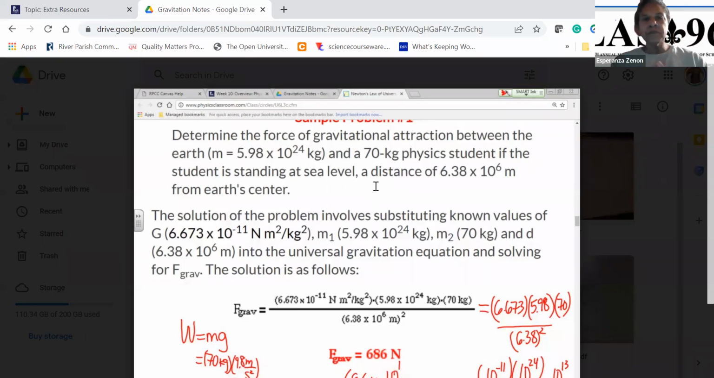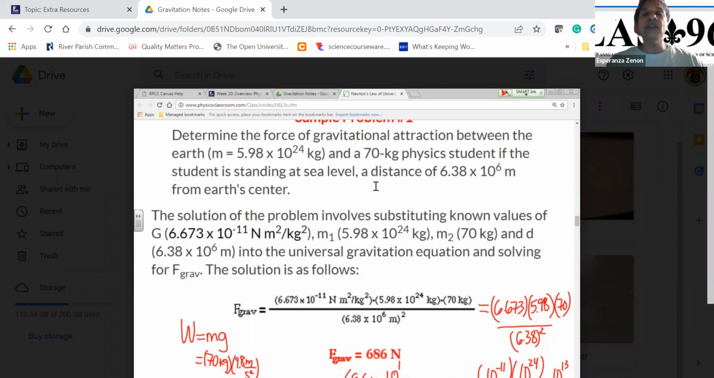So it says, determine the force of gravitational attraction between the Earth, and they give you the mass of the Earth. So that's one of your M's, and a 70 kilogram physics student. And there's your other M. So you've got M1 and M2, big M and little m. It says to find that gravitational attraction if the student is standing at sea level, a distance of 6.38 times 10 to the 6 meters from the center of the Earth. When you measure the gravitational force, the distance between the objects, you measure from center to center.